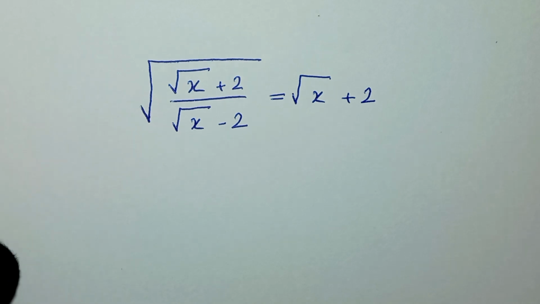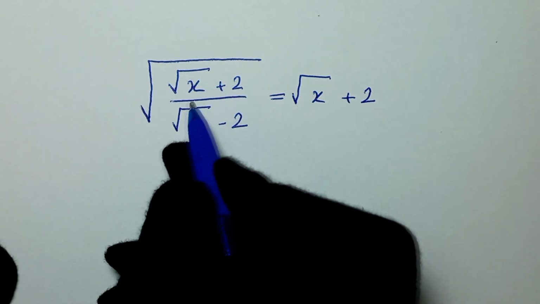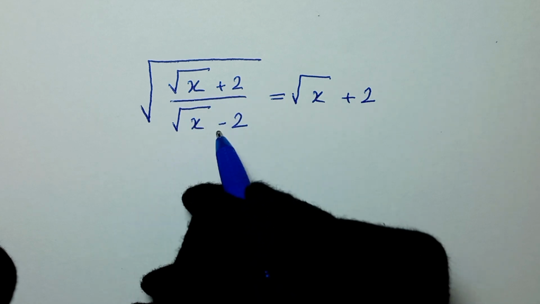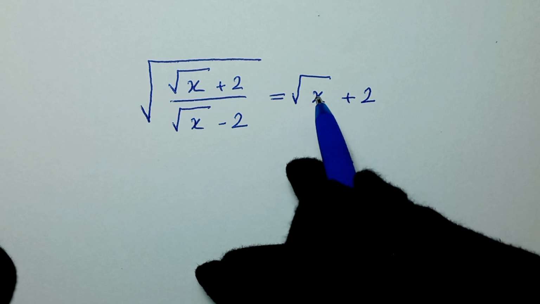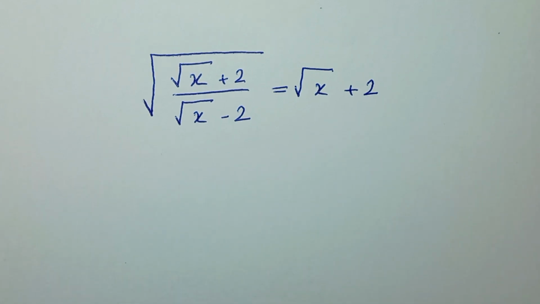Hello my friends, you're welcome to solve this math problem, which is square root of x plus 2 over square root of x minus 2 is equal to square root of x plus 2, to find the value of x.